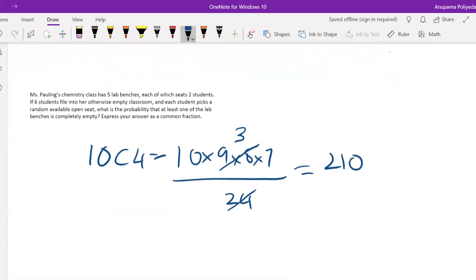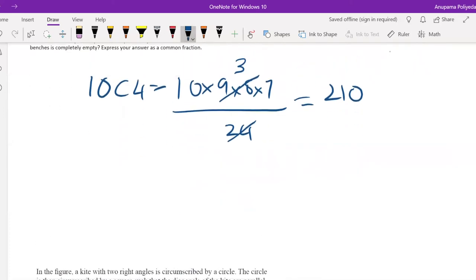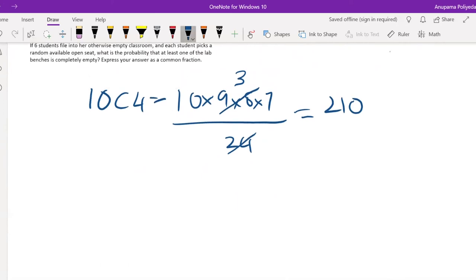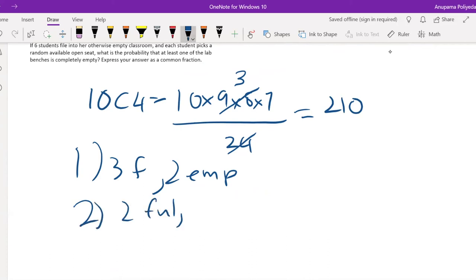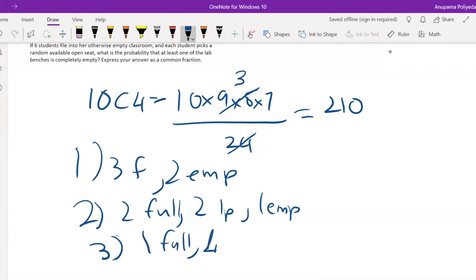And now we want to look at the different possible cases. So one case could be that 3 are full, and 2 are empty. Another case would be that 2 are full, 2 have one person on them, and then 1 is empty. And then our final possibility is that 1 is full, and 4 have one person on them.